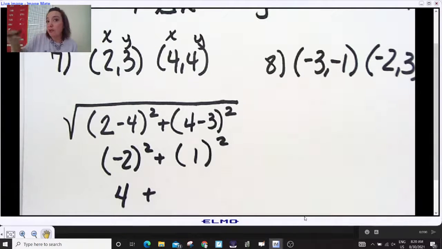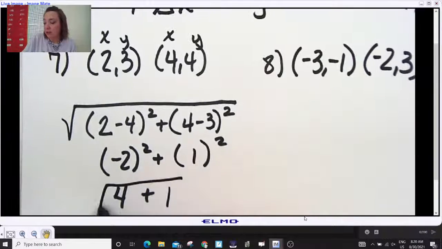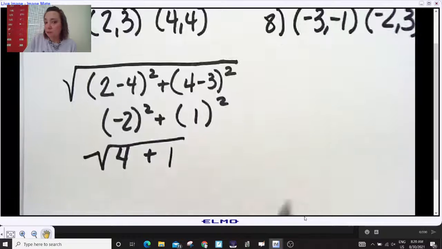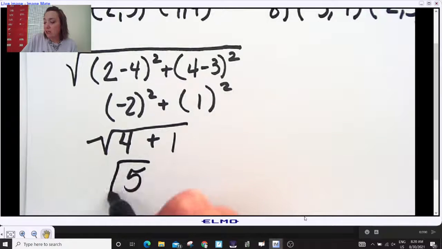So did you do 3 minus 4? So you got negative 1, right? But what did you get when you squared it? I got 1. You got 1. So if you do 4 minus 3 and you get positive 1, you still get 1, right? So what's 4 plus 1? 5. And then if we take the square root, that's not going to be a perfect square.